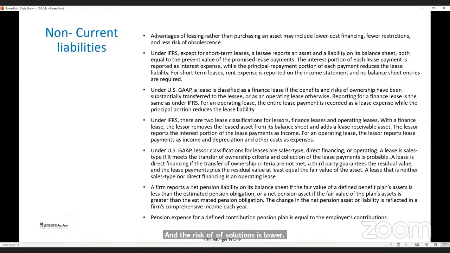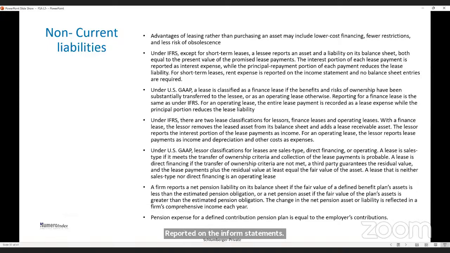So under IFRS, a lessee will report an asset and liability on the balance sheet, both equal to the present value of the lease payments, right? But for US GAAP, the lease is classified as a finance lease if the benefits and risks of ownership have been substantially transferred to the lessee, or as an operating lease. But for IFRS, if it is a short-term lease, the rent is just going to be reported on the income statement, no balance sheet entry.